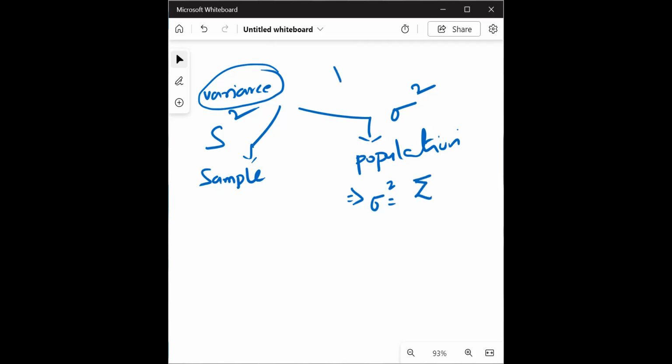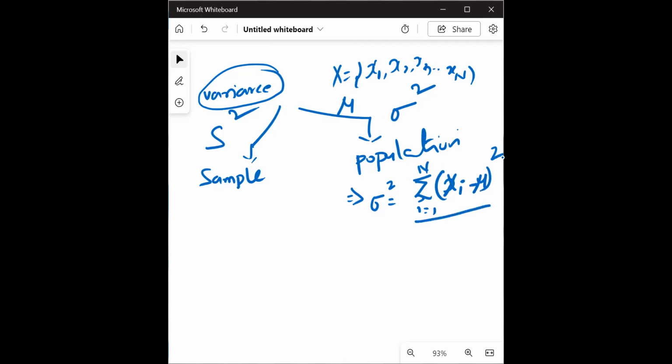Sigma square. For example, if you have X, each and every member we can call X1, X2, X3, and so on, up to Xn, so you can go from 1 to n. Each and every member we can represent with i, right? So xi minus the mean value, which you already know how to calculate, the mean of the population, whole square, divided by the total population size. This is the formula for population variance.